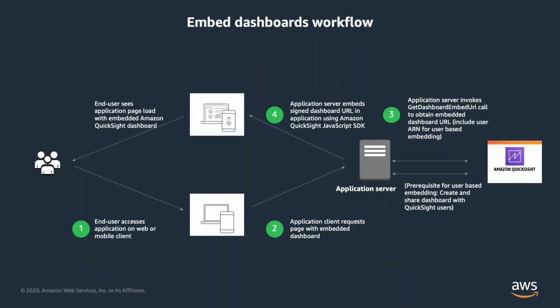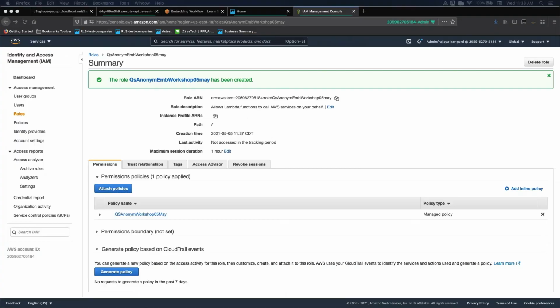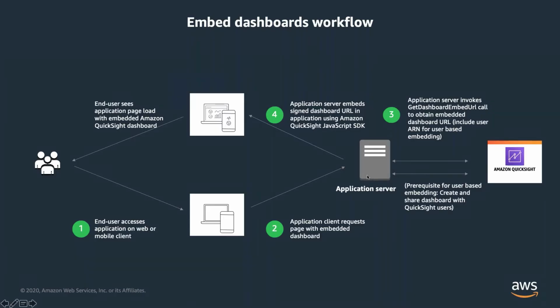Next would be creating the actual Lambda function, which will act as our application server. Now, this Lambda function will use the IAM role that we just created and generate an embedded URL call. So we are about to create the application server.